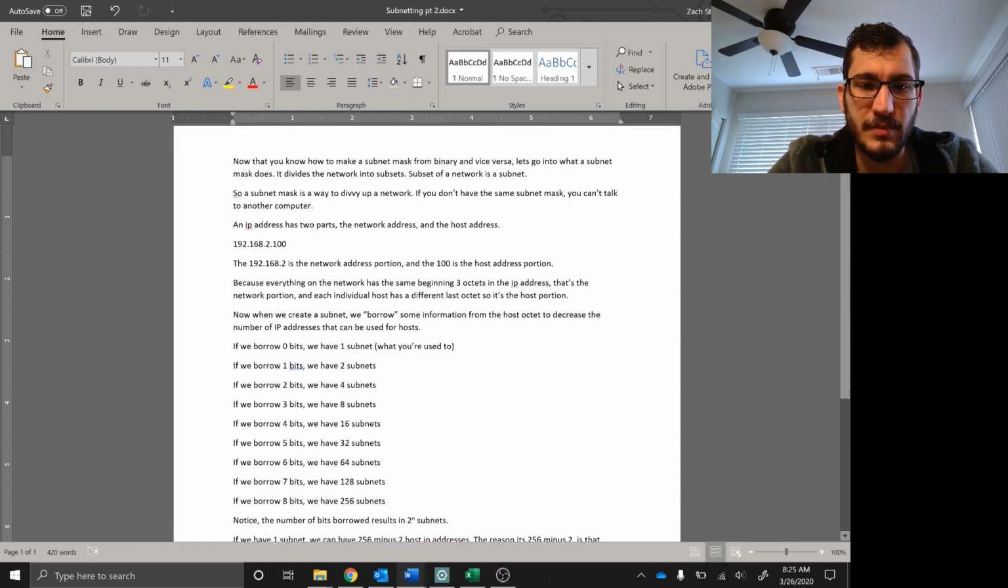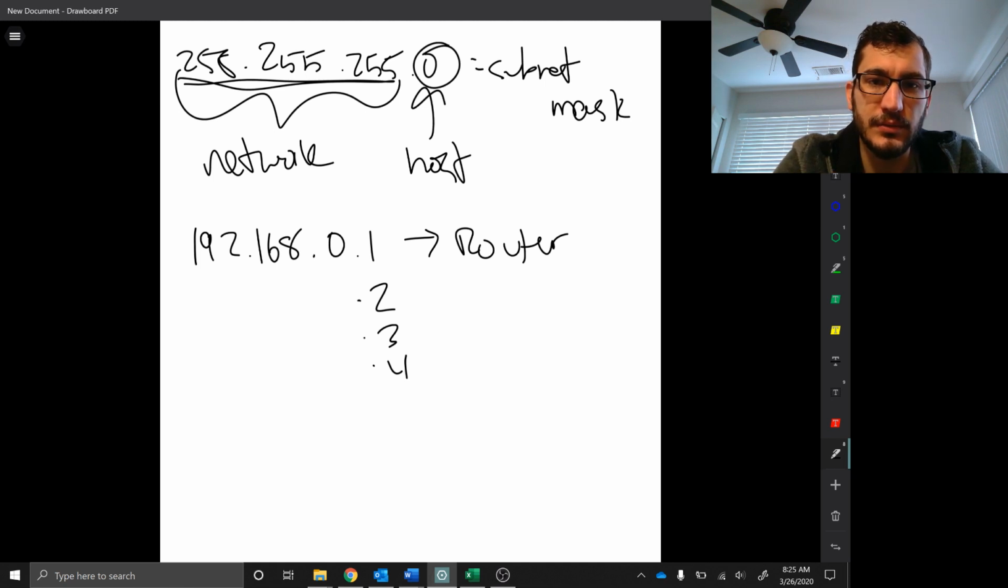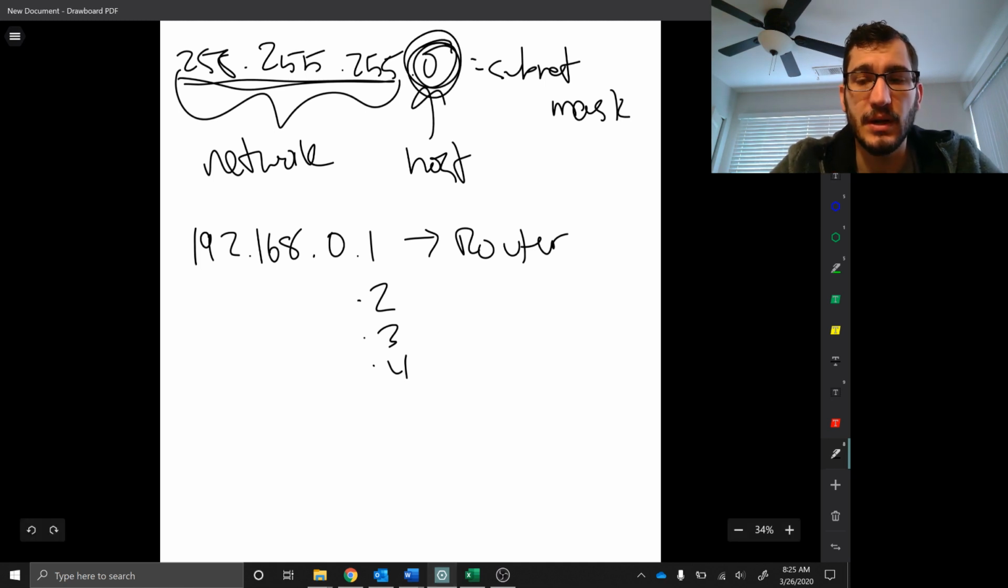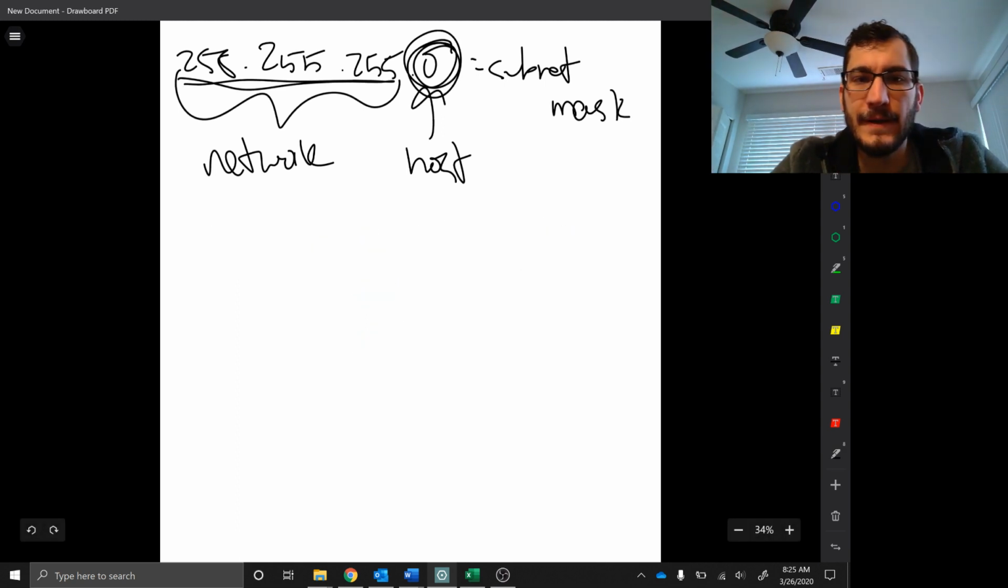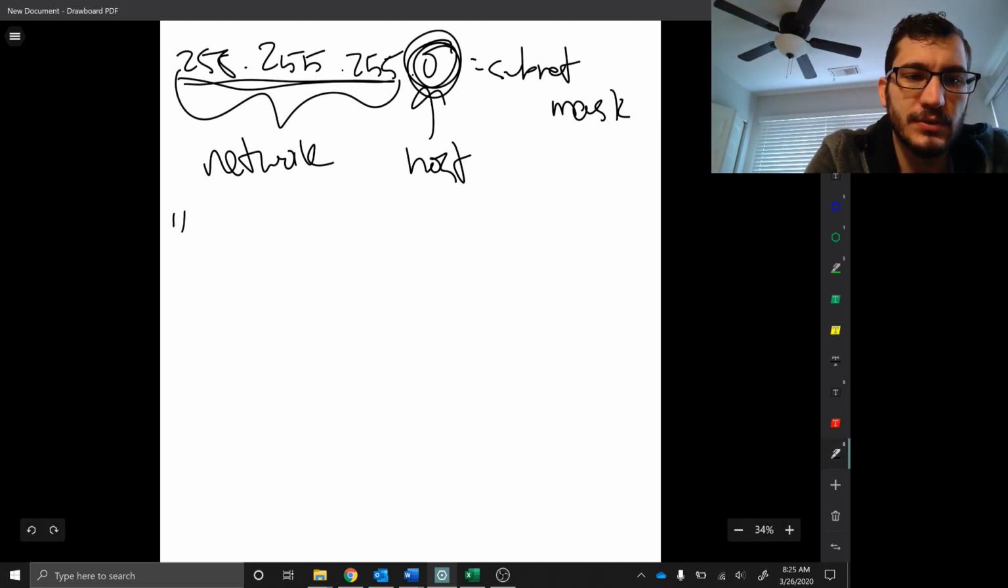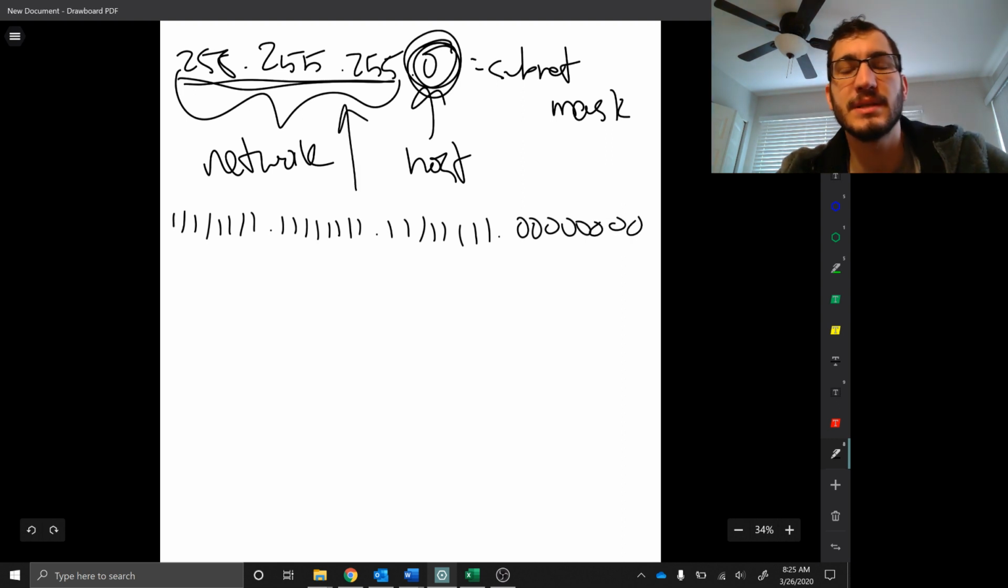With our subnet mask, we borrow a portion of the bits in here to divvy it up. So I'm going to erase this. Now 255.255.255.0 is 1, 2, 3, 4, 5, 6, 7, 8, 1, 2, 3, 4, 5, 6, 7, 8, 1, 2, 3, 4, 5, 6, 7, 8, and then eight zeros. So this right here is that network, or that subnet mask.